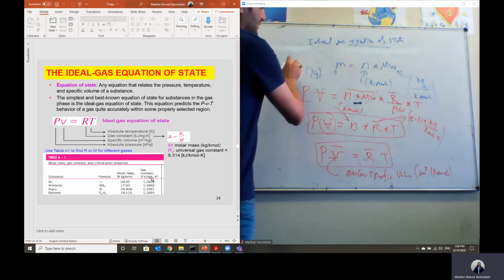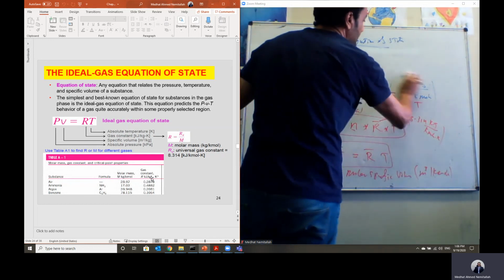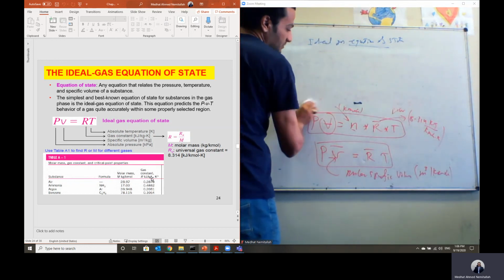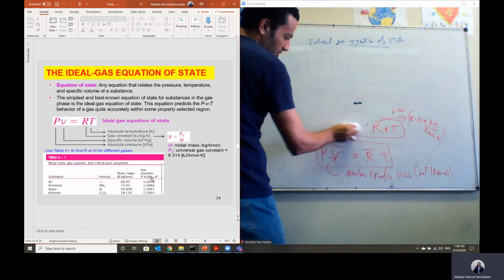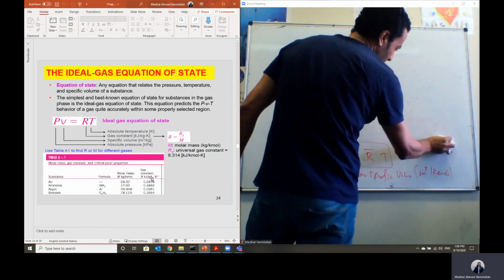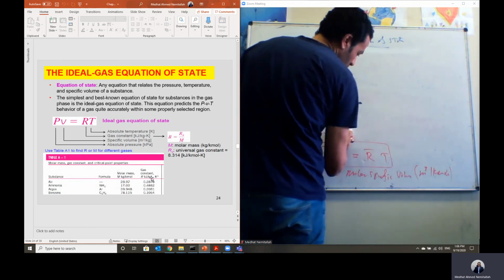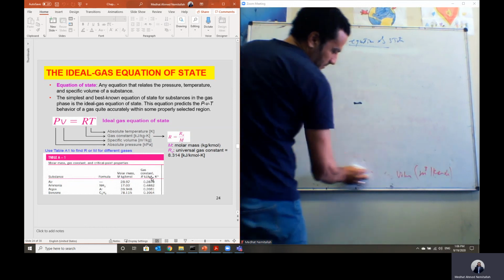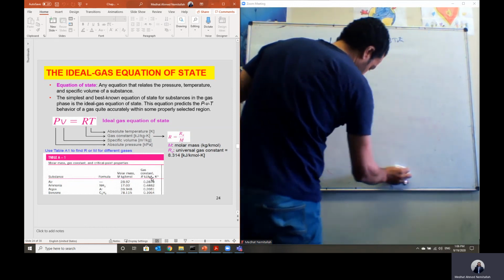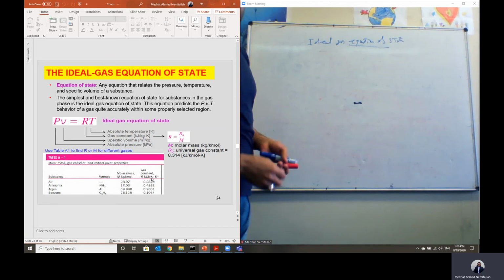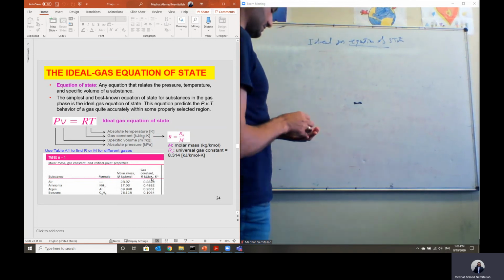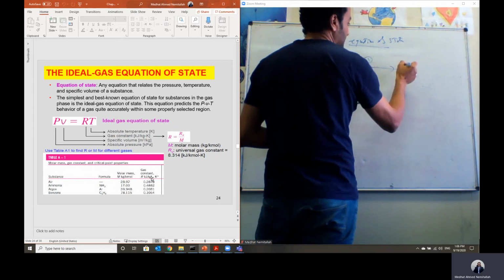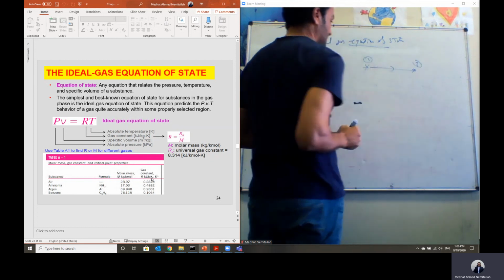Now let's say we have an ideal gas undergoing a process, or a change, from initial state 1 to final state 2. How can we relate properties, and how can we calculate the properties in this case? So the ideal gas is going from initial state 1 to a final state 2.